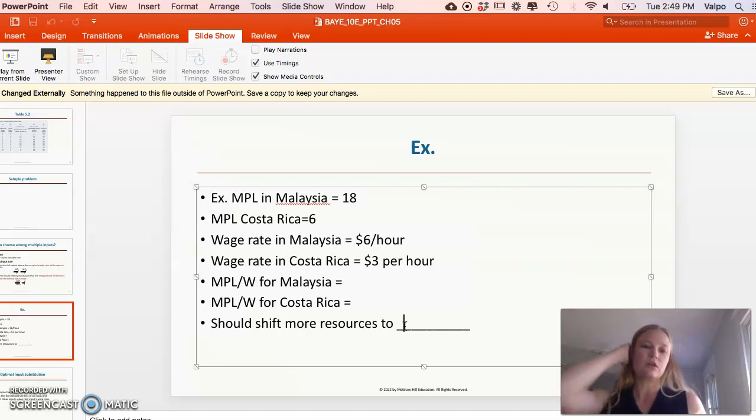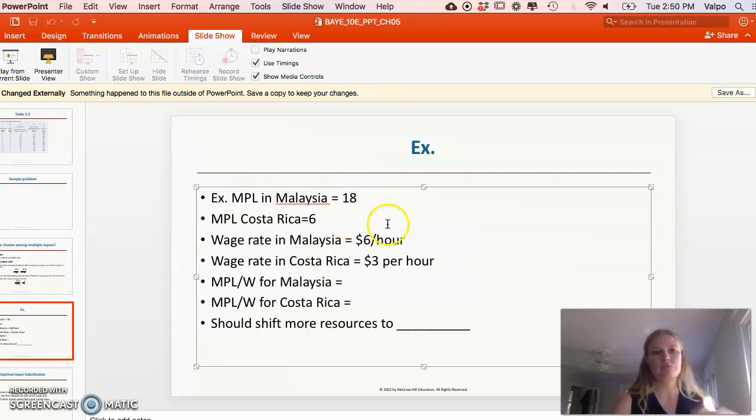It's important to note, though, that as you hire more people in Malaysia, the marginal product of labor is going to drop. And if you, say, got rid of people in Costa Rica, the marginal product of labor would probably rise. And so you keep doing that until they're equal. So it's kind of like the, should I have a cigarette or a beer, that example that I gave you in the homework. In that case, it was marginal utility per dollar. You look at marginal product per dollar. That's basically what we're doing. So who is the more efficient hire?